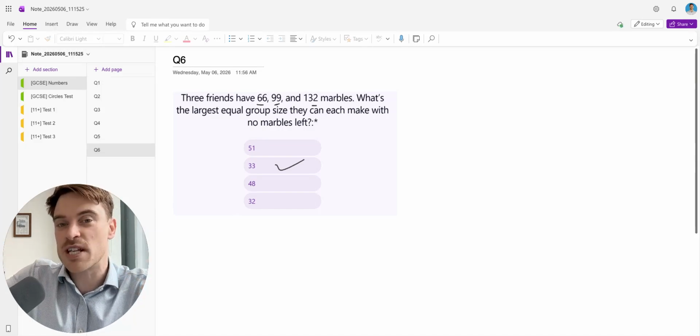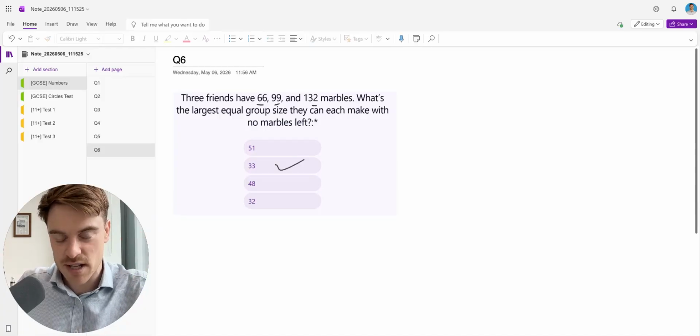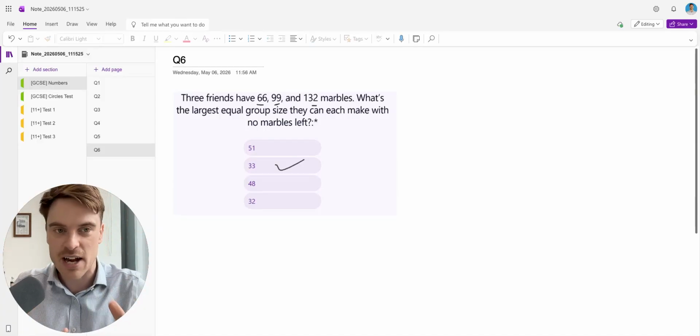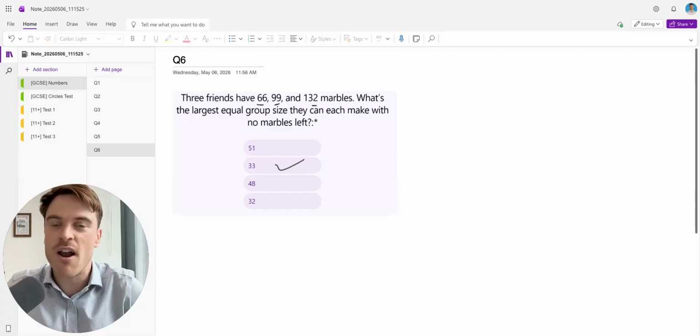The easiest chapter on GCSEs, the one you have to nail down first. If you're in year 8, 9, 10, 11, 12, this is core stuff. Get it right. Always on paper 1. And follow along for more.